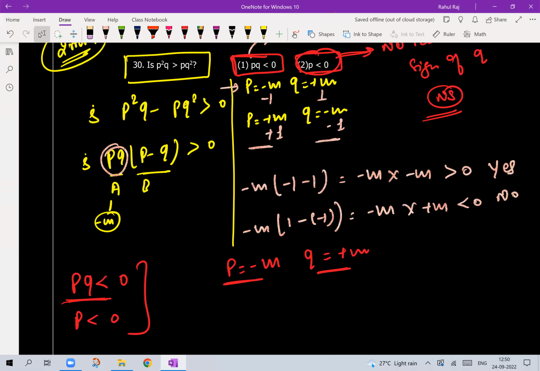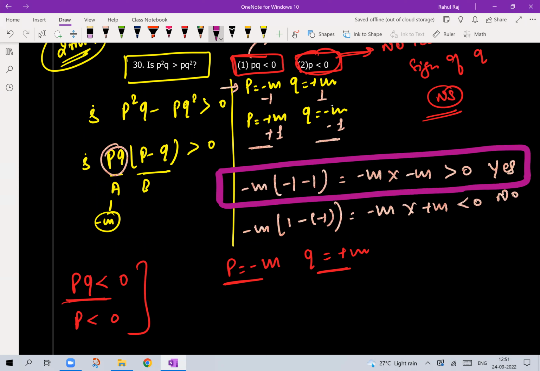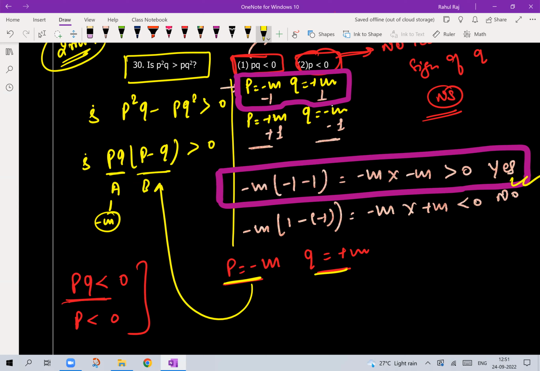Any doubt? On combination, if you get P negative and Q positive, this yes situation will always remain, no? Take any value of P negative, Q positive, put it into PQ into P minus Q, and you will always get a yes situation. PQ into P minus Q is always greater than 0. So I can say C is the straightforward answer. Is that clear?